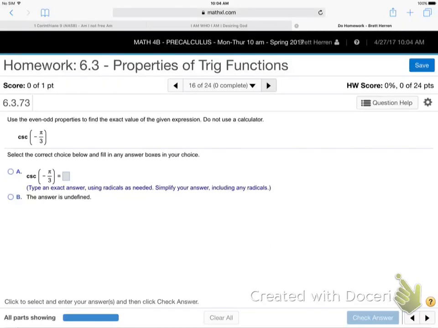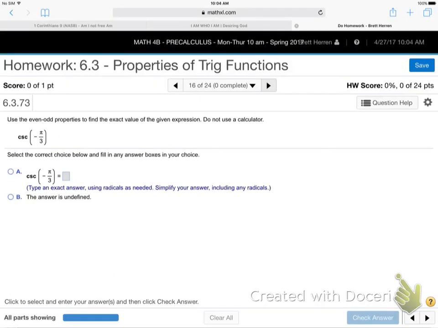All right. So cosecant of minus pi over 3. And they're saying they want us to use the even odd properties. Do you remember those? Even odd properties?